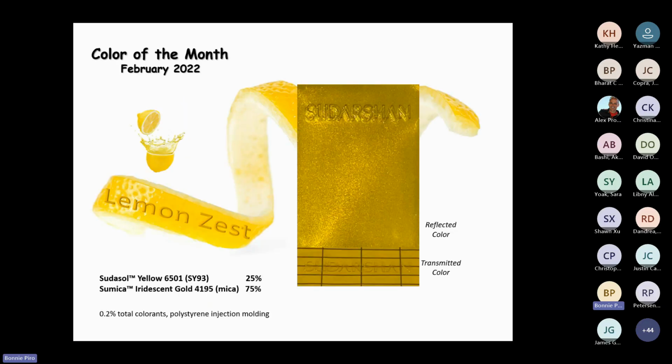That allows some interesting color developments and opportunities to take advantage of effect pigments. So this is a very simple formulation of a solvent yellow 93 and an iridescent gold mica. This allows your article, depending on what you're developing, especially if it has curves or edges, to basically get a 3D color effect.